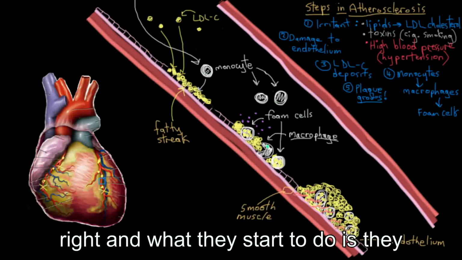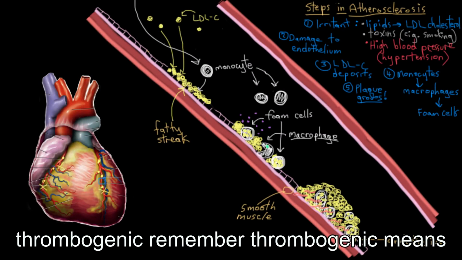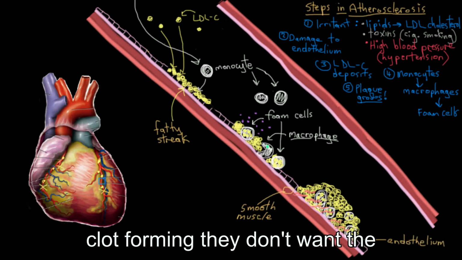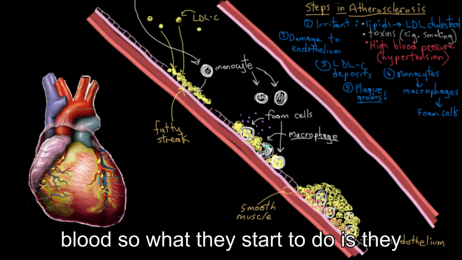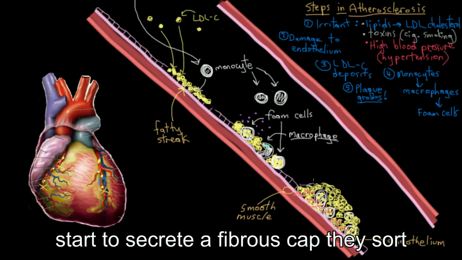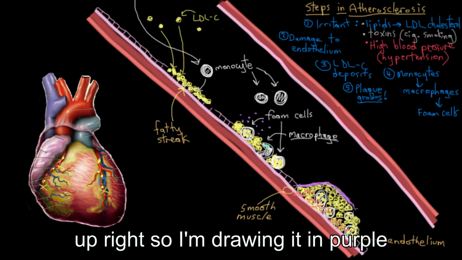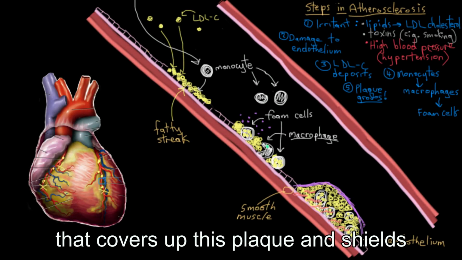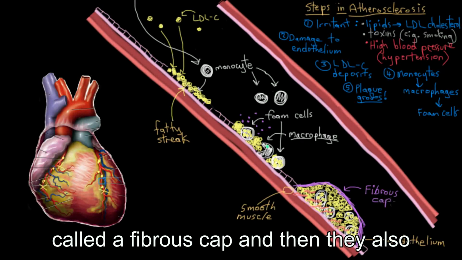And what they start to do is they really want the plaque covered up, because they don't want the thrombogenic, remember thrombogenic means clot forming, they don't want the thrombogenic plaque to be exposed to the blood. So they start to secrete a fibrous cap. They sort of spit out this collagen and elastin protein cap that covers up, right? So I'm drawing it in purple, that covers up this plaque and shields it from the bloodstream, and that's called a fibrous cap.